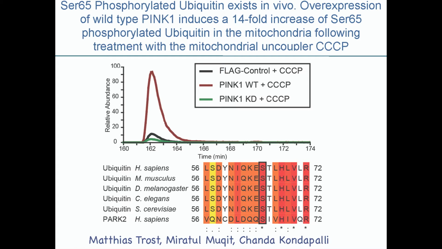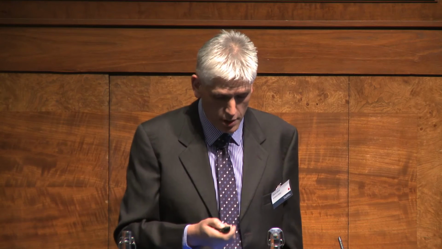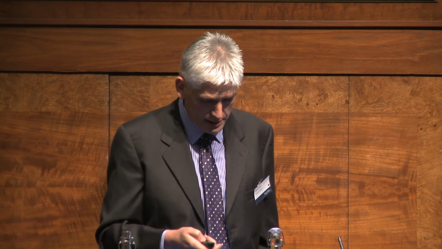And in this experiment, we can see that when you overexpress wild-type PINK1 in cells and induce mitochondrial depolarization, you see a dramatic increase in the level of phosphorylated ubiquitin in cells. We now have antibodies that can detect phosphorylated ubiquitin, and we have evidence that endogenous ubiquitin is phosphorylated at serine 65 following mitochondrial depolarization.